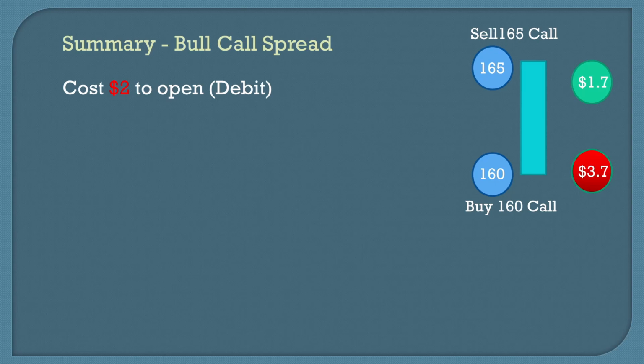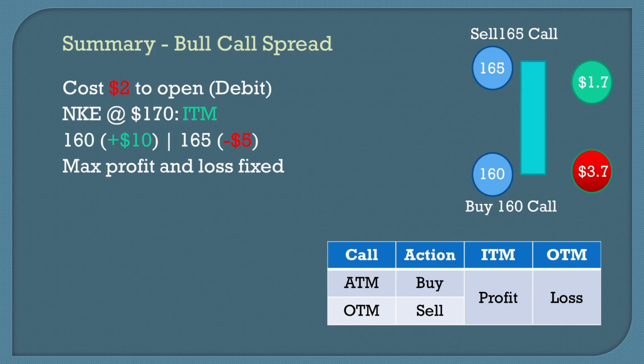The max profit and loss of a spread is fixed, and this is true for all vertical spreads. The max profit is based on the difference in strike prices. When Nike is at $170, the spread will show a $5 profit. If Nike is at $200, your spread will still show a $5 profit. For a debit spread, the max loss is the initial cost needed to open the position, which is $2 in this case. So regardless of how much the stock moves up or moves down, your max loss and profit will not change.